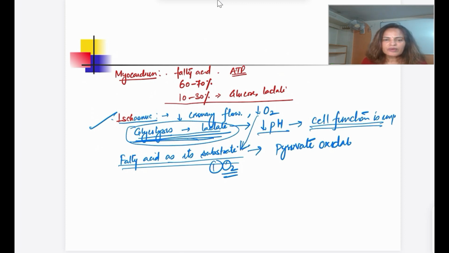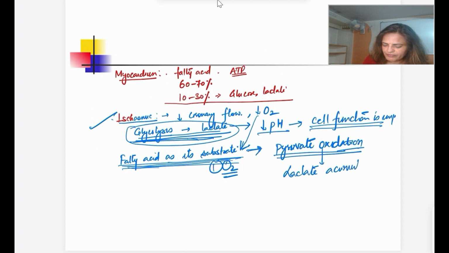Then the second one is, once this fatty acid metabolism happens, it is going to inhibit this pyruvate oxidation. If this does not happen, then what will happen? Lactate accumulation will be there. When this gets accumulated, then again all these same things will happen with this also. So cell function is impaired.